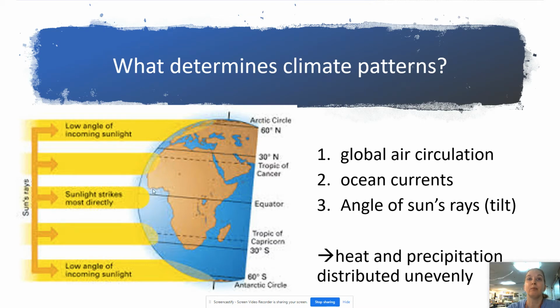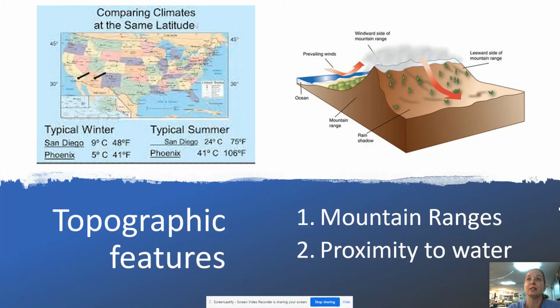The sun rays are going to be most direct at the equator and then have that low level, which is part of the issue, and then it's going to cause different things to happen with air circulation and the ocean currents. Topographic features, things like mountain ranges and proximity to water. And one of the things that happens when you have a mountain range close to water is called the rain shadow effect.